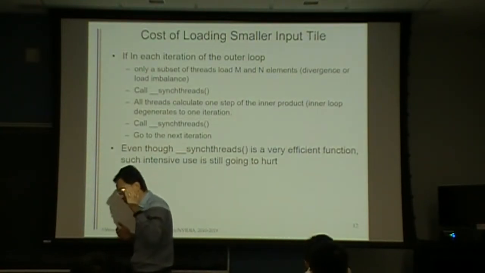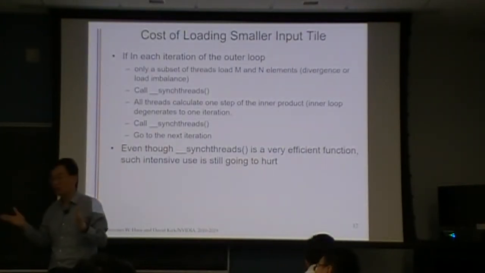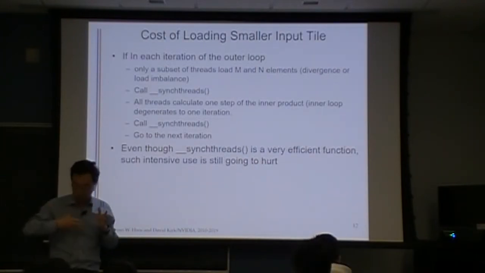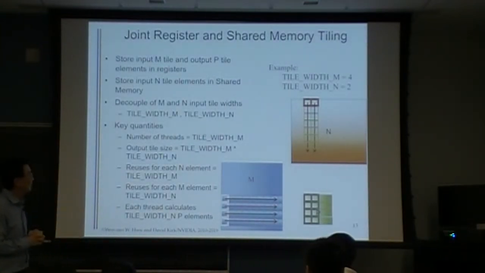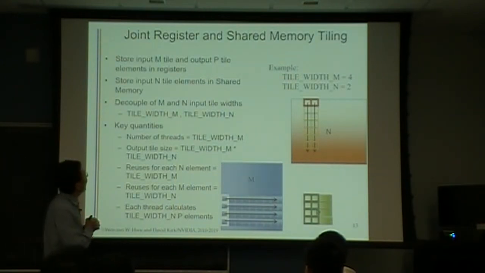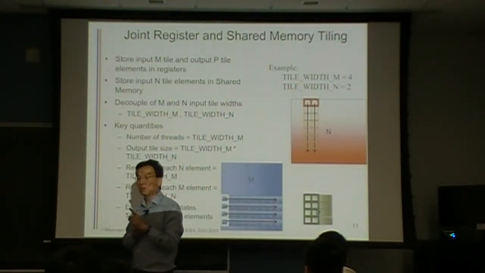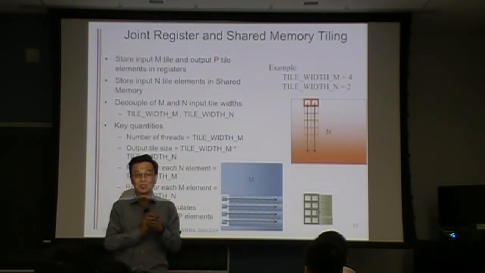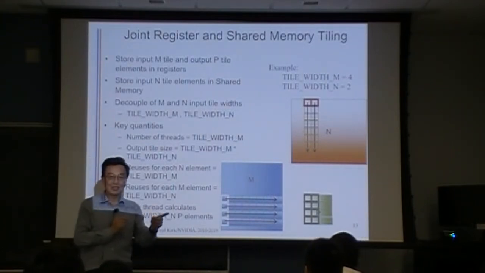So let's keep this in mind as we walk through the joint tiling. These are the design constraints that we need to keep satisfying when we use the joint tiling technique. In this technique, we store the input tile and the output P tile elements in registers. In the 408 code, we already store the P elements in registers. However, we're only storing one P element in each thread's registers. Every thread has a P element in its register.